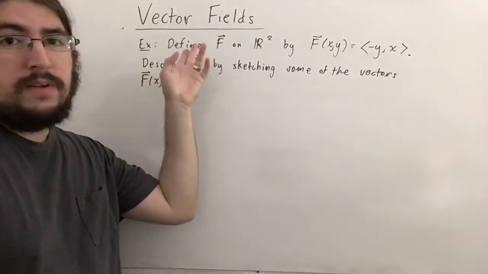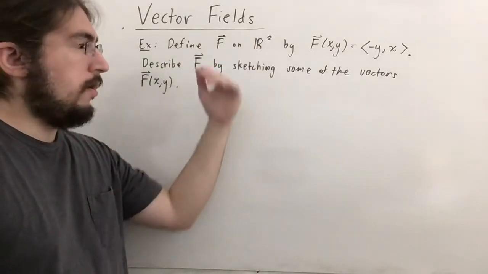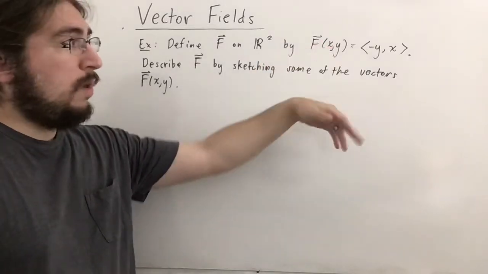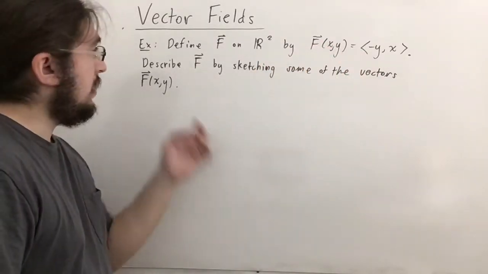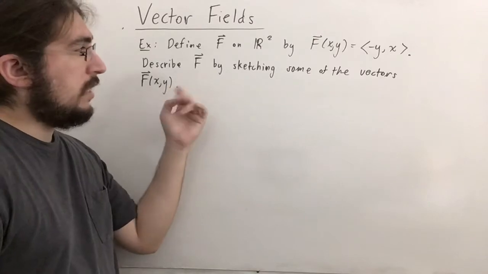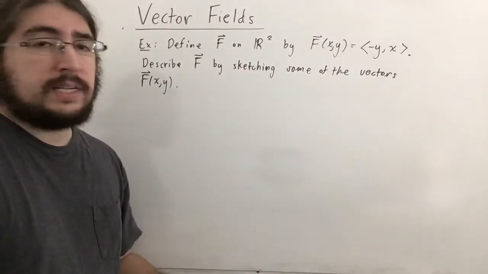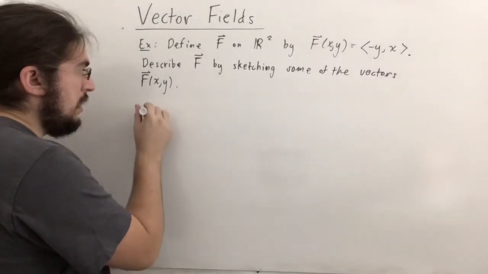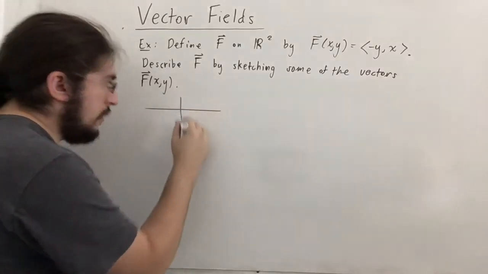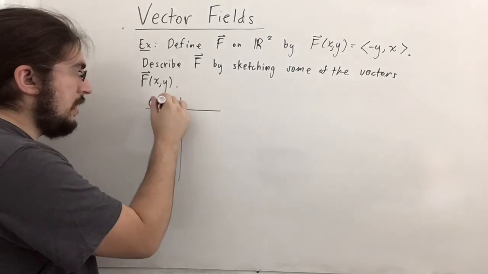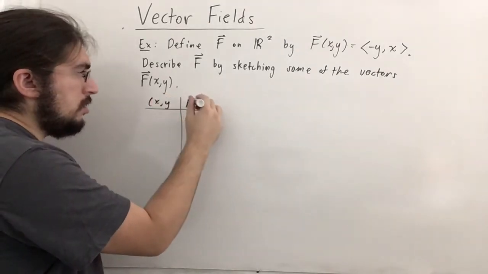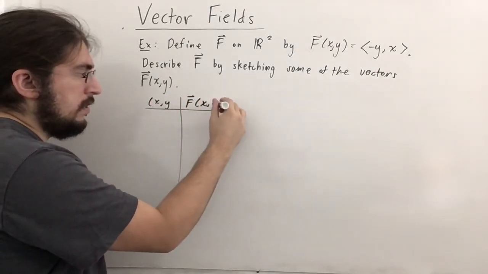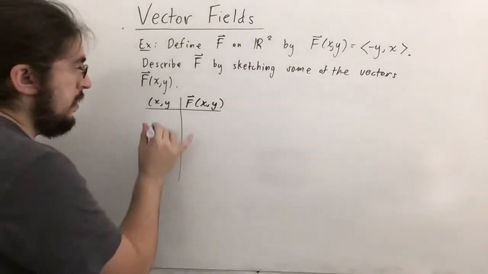Let's define the vector field F on R2 by F of x, y being equal to the vector negative y, x. Now let us describe the vector field F by sketching some of the vectors F of x comma y. To do that, I think the best thing to do is to get an idea by considering the table that sends each point x comma y to that vector F of x comma y.